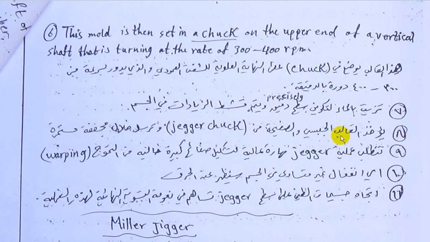8. The plaster mold and the plate are taken off the jigger chuck. So the gypsum mold as well as the plates could be taken off the jigger chuck and sent through a continuous dryer.